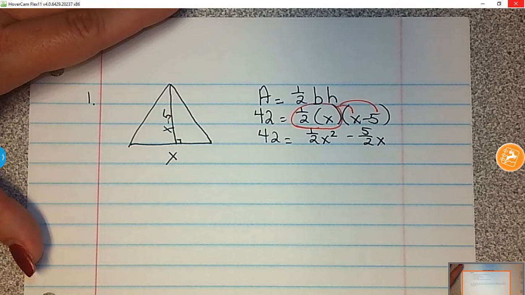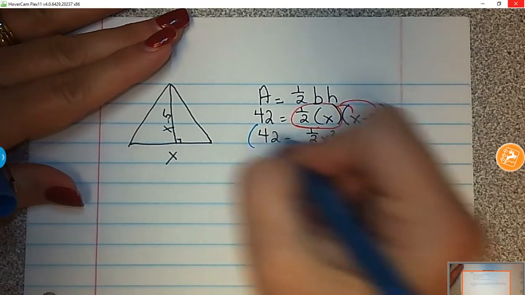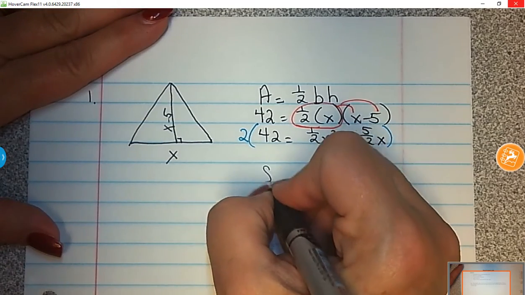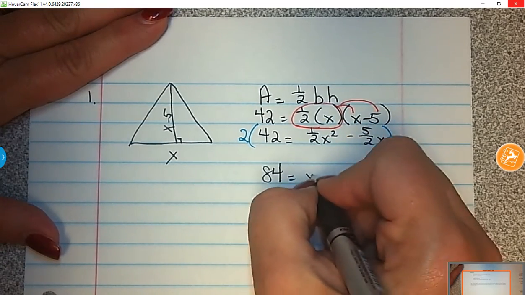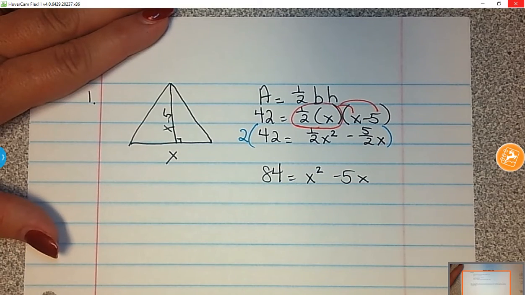So once I get the x there and I don't want to deal with fractions, how can I make them go away? Multiply by 2, because that's what my denominator is. So I'm going to multiply everything on both sides by 2. And that gives me 84 equals x squared minus 5x.